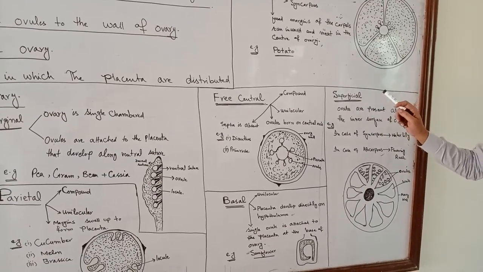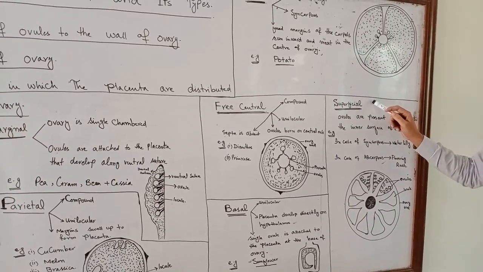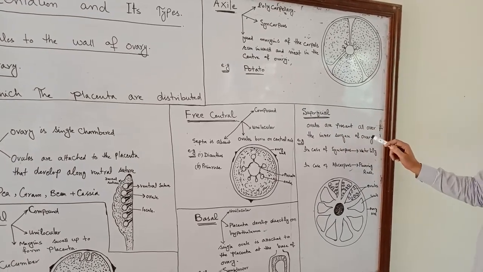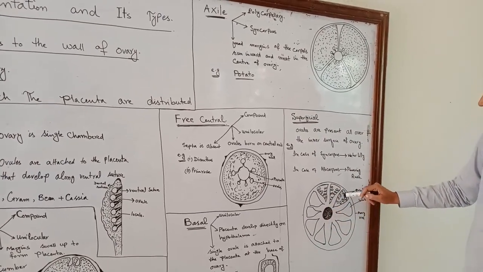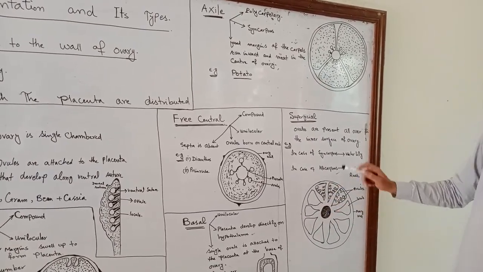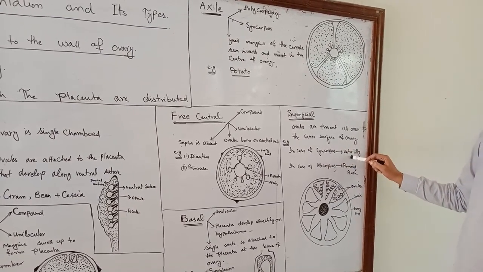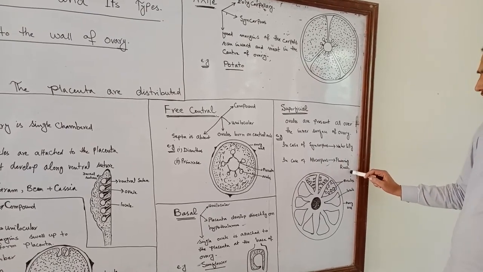Whereas the last one is the superficial placentation. In case of superficial placentation, ovules are present all over the inner surface of the ovary. So, in case of syncarpous, the example is water lily, whereas in case of apocarpous, the example is flowering rush.